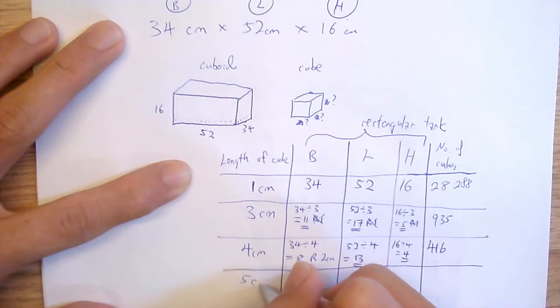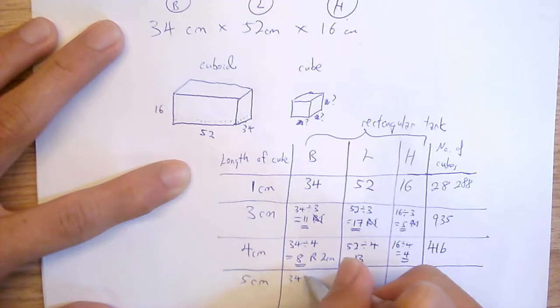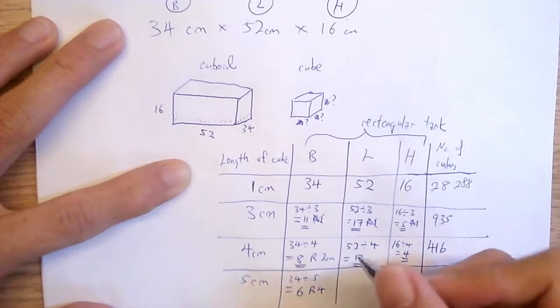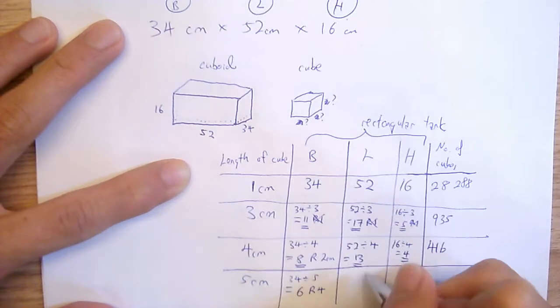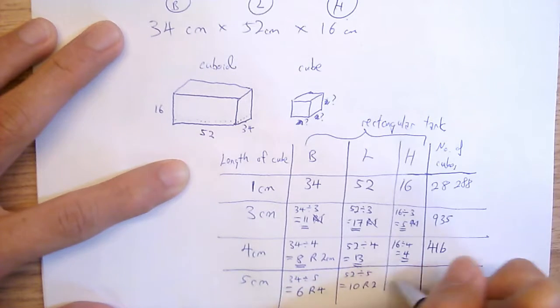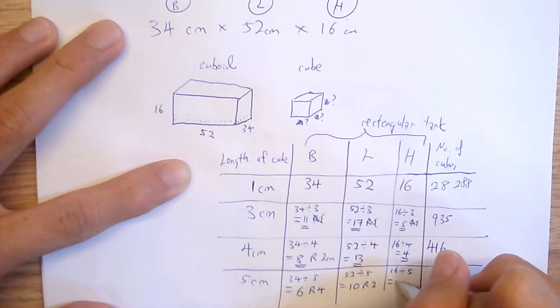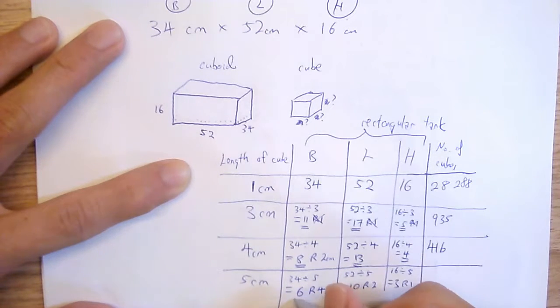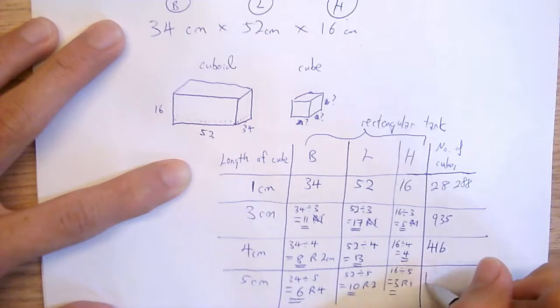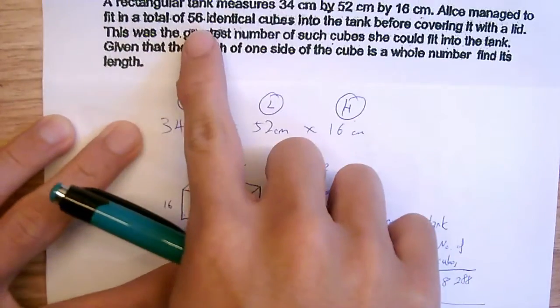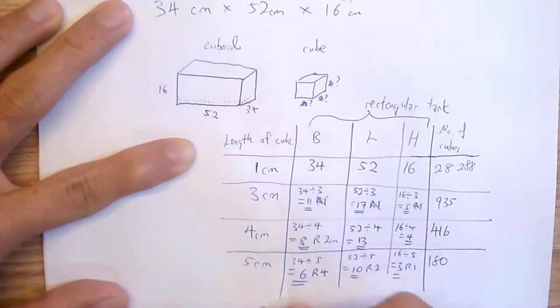If it's 5 cm, now 34, how many 5 cm cubes can I put inside? There will just be 6, remainder 4. Then if it's 5 cm for the length, 52 divided by 5, that will give us 10, remainder 2 cm. If it's 16 divided by 5, that will give us 3, remainder 1 cm. So we just take 6 multiplied by 10 multiplied by 3, that will give us 180. Okay, we are getting really, really close to 56. Okay, next one.